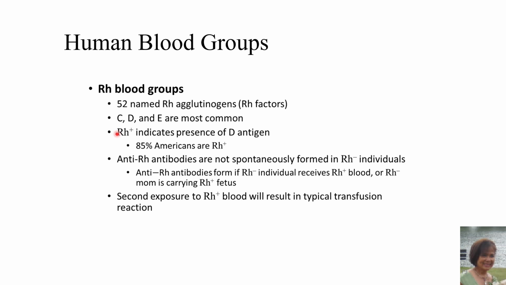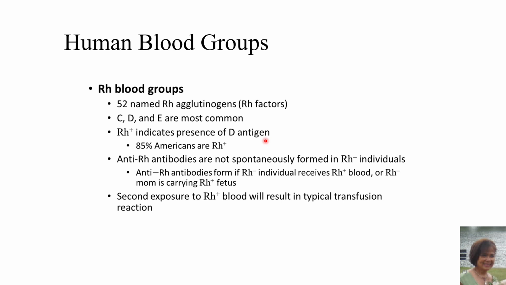Among the 52, the RHC, D, and E are the most common. There is an antibody against Rh positiveness. You call it the D. Okay? This is not D antigen, D antibody. And 85% of Americans are actually Rh positive. I am Rh positive. My blood type is A positive.